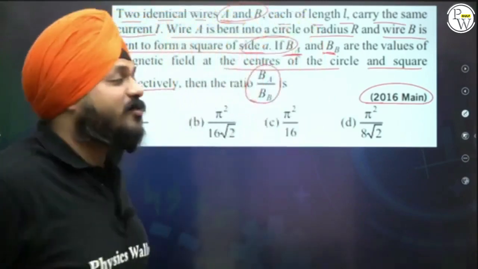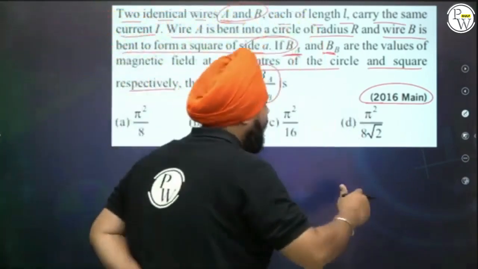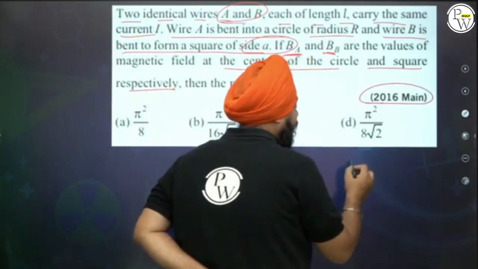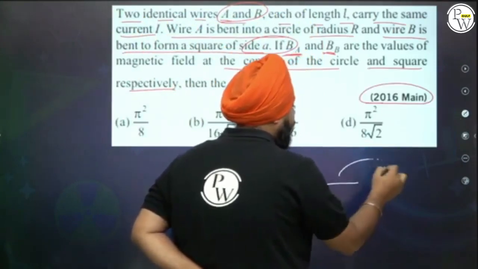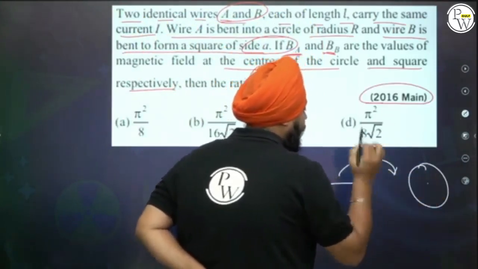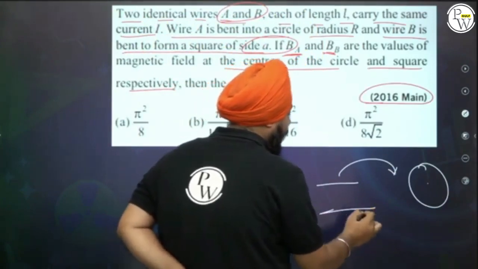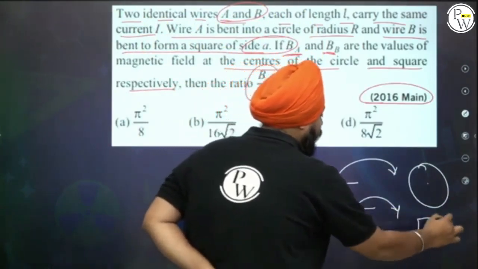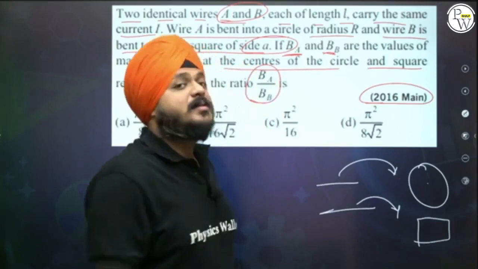Two of the applications of the Biot-Savart's law. A wire is transformed into the form of a circle, and the same wire is transformed into the form of a square.